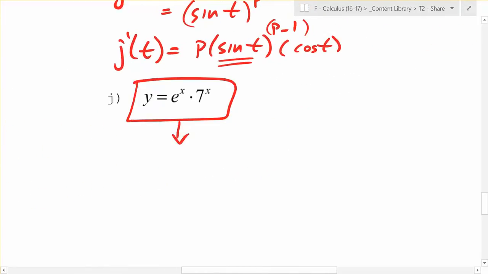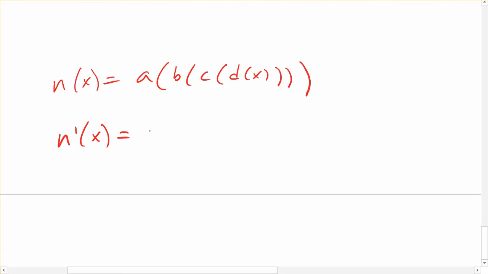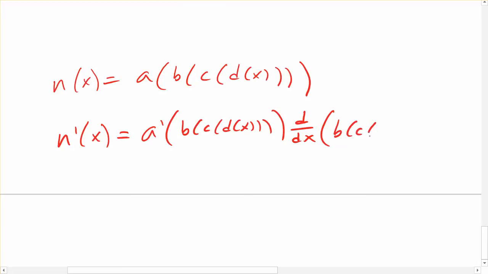Okay, let's mix them together here. Let's mix a few of these together. Please find me this derivative. So the starter, you know it's going to be a prime of everything in this. It's going to be the same thing in the center because you don't change it, right? But then what do you have to multiply by? The derivative of everything on the inside. b of c of d of x, right? So then do that. Then you have to do this derivative.